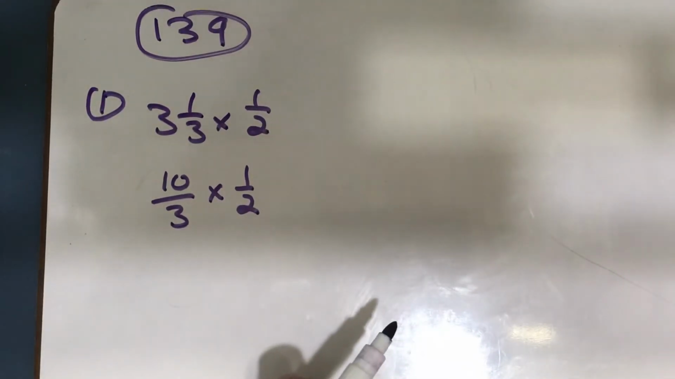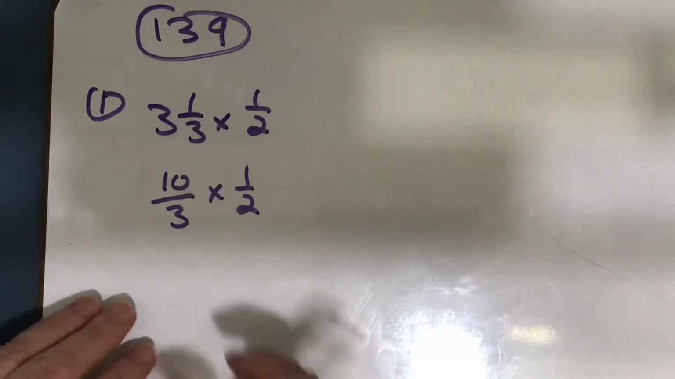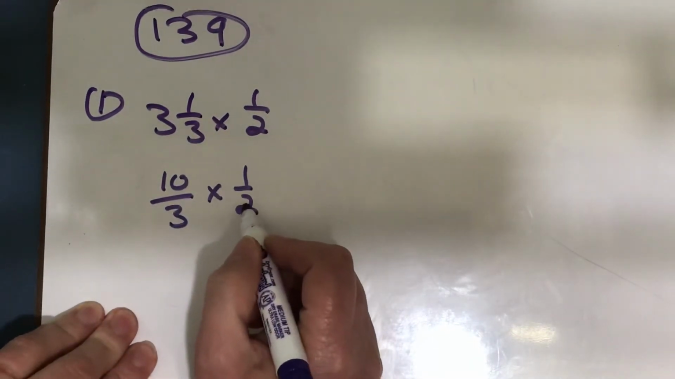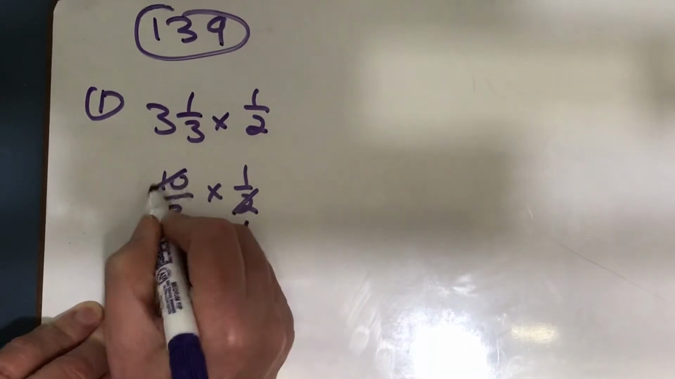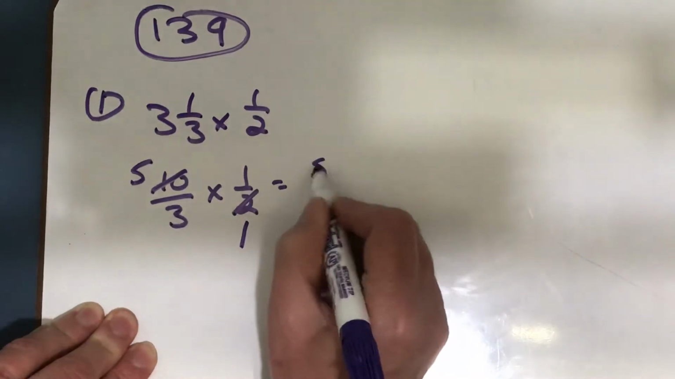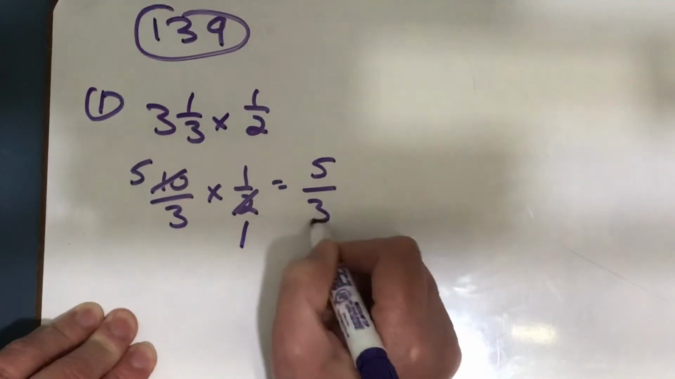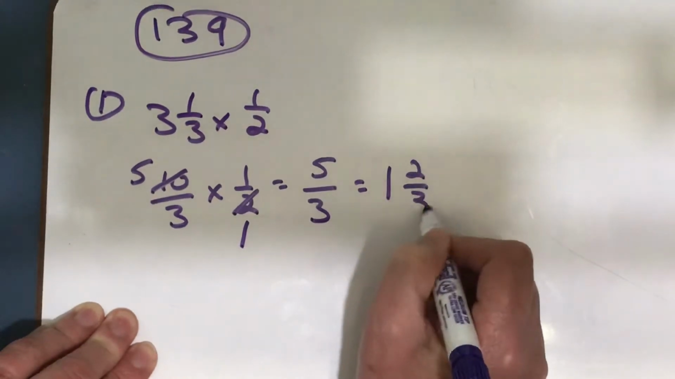Now we multiply. But remember, to make it easier, we're going to simplify before multiplying. So I can divide 2 and 10 both by 2. 2 divided by 2 is 1. 10 divided by 2 is 5. And then I'll multiply. 5 times 1 is 5. 3 times 1 is 3. That's 5 thirds, which equals 1 2/3.